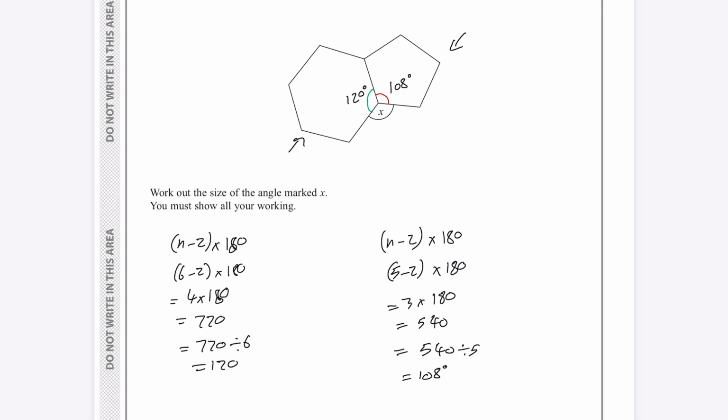And as I said earlier, angles around a point add up to 360. So 120 plus 108 plus x is equal to 360. Now these two add together to give us 228 plus x, which is 360. We can subtract 228 from each side, and that gives us x is equal to 132.